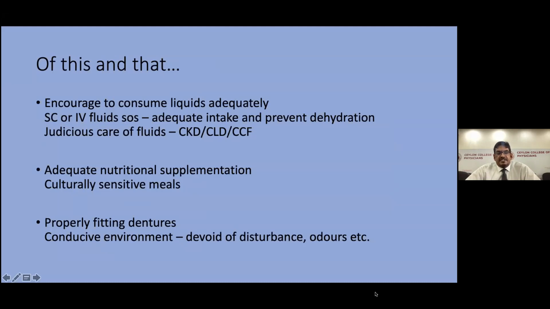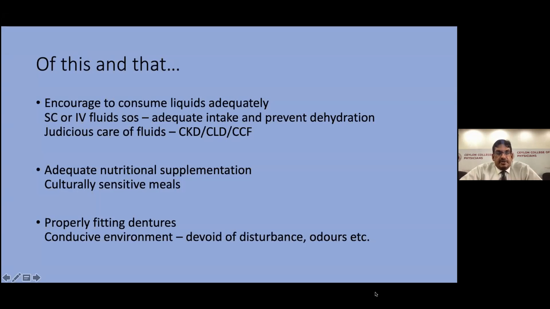The fluid balance needs to be done in a judicious way, especially if there is evidence of chronic kidney disease, chronic liver disease, or chronic congestive cardiac disease. Patients' nutritional supplementation has to be attended to. Patients may be malnourished. Think about refeeding syndrome and think about managing the caloric intake. That's a topic of its own.